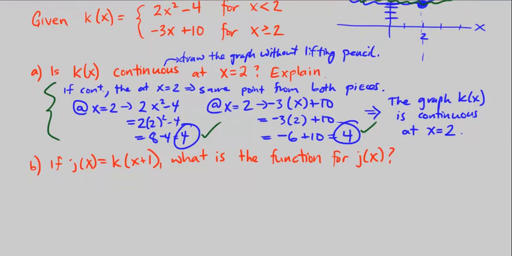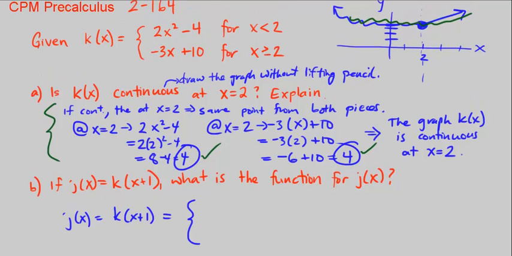Okay, let's go into part B. Part B says if j of x is equal to k of x plus 1, what is the function for j of x? So j of x is equal to k of x plus 1, and this is a piecewise defined function. So for every x, let's change it to x plus 1 as our new input. The argument is x plus 1, so instead of x now we have x plus 1. So we have 2 times x plus 1 squared minus 4, and here we have to change the condition: x plus 1 is less than 2.